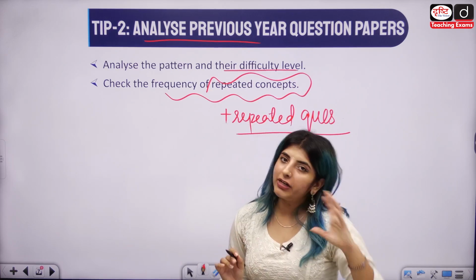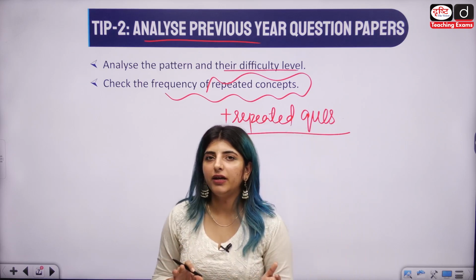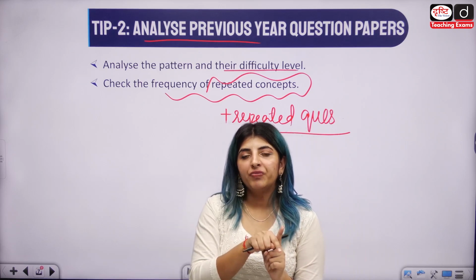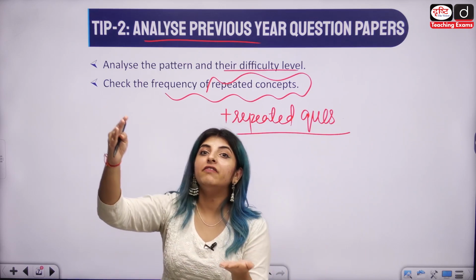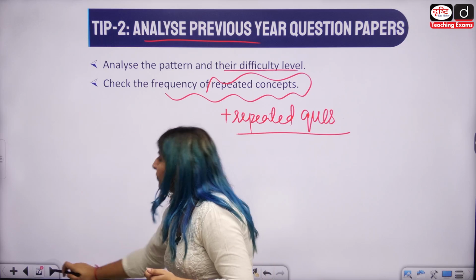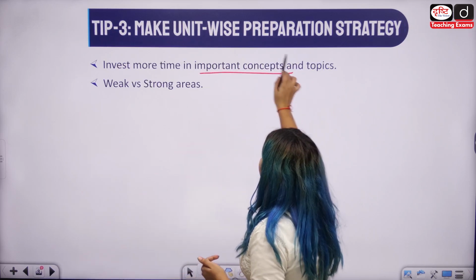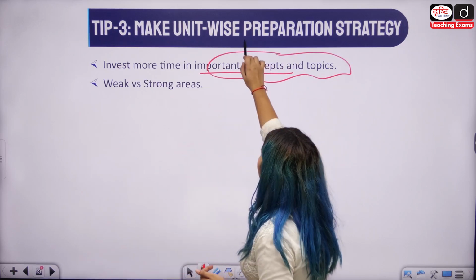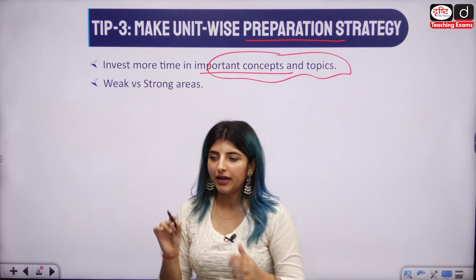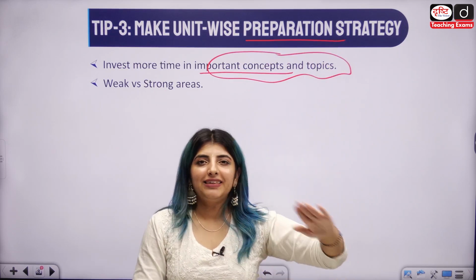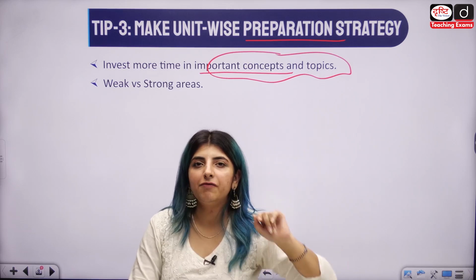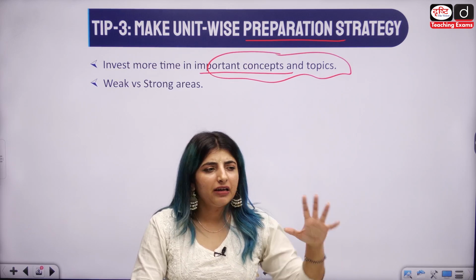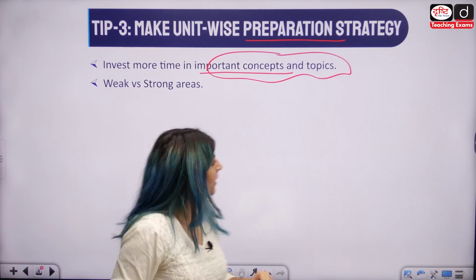So pattern and its difficulty level, after good research, these difficult concepts are there, and in tip 1 you already would have identified your stronger and weaker areas. Now you are going to assess the level of difficulty of those stronger and weaker areas of yours. Correct. Then invest more time in important concepts and topics. You have to make a unit-wise preparation strategy. Told you, by deciding your weaker, stronger areas, you know where you need to put much more emphasis, where you can be a little lighter in its tone.